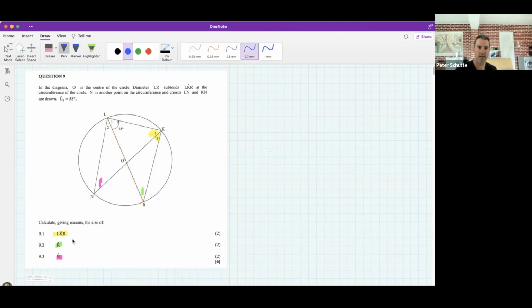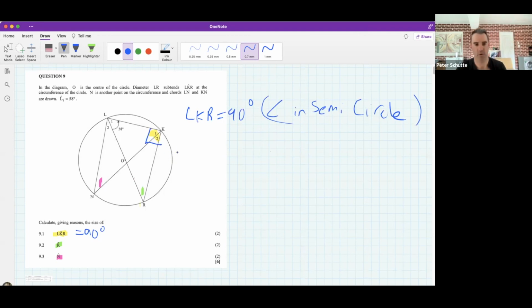So we're going to say up here, LKR is 90. And the reason is going to be angle in a semicircle. Okay, so this is 90. Awesome. What about R and what about N?